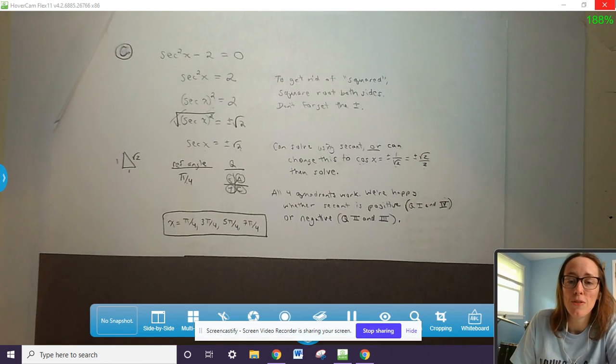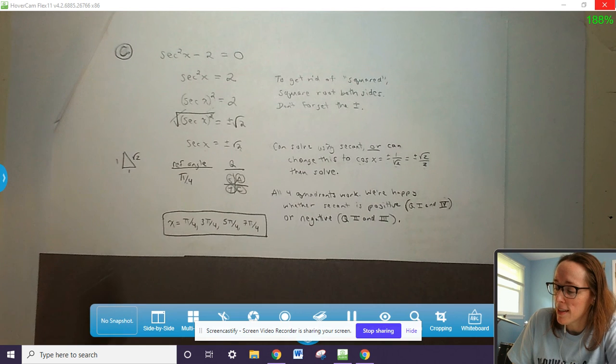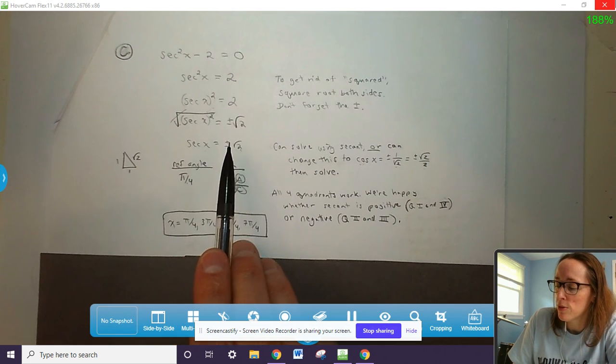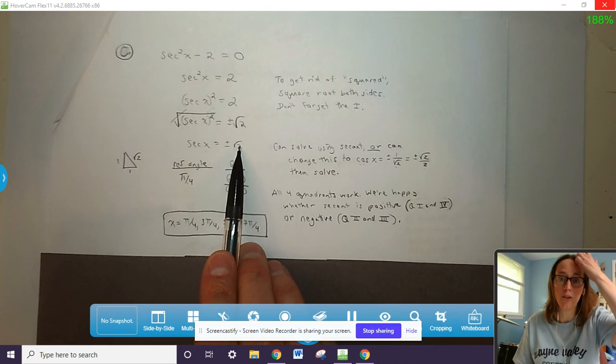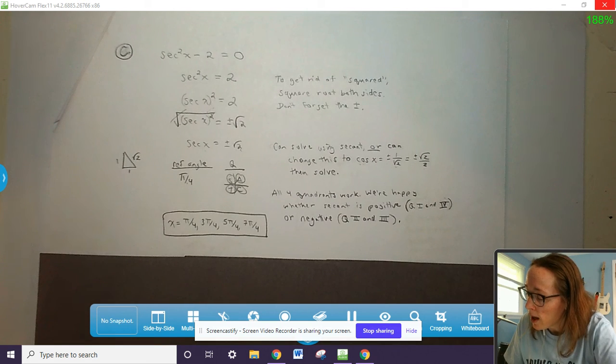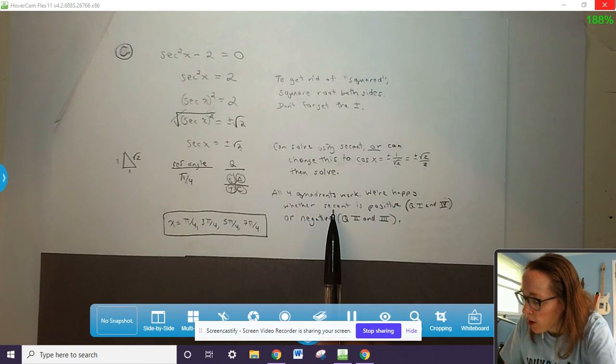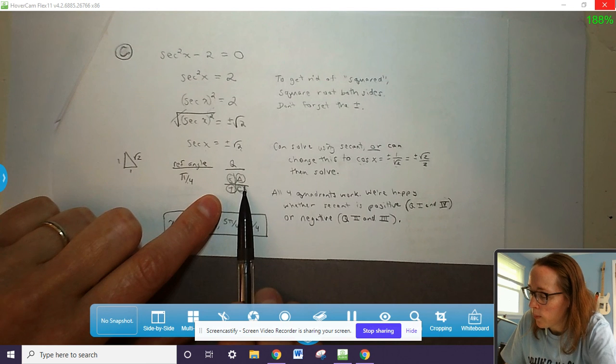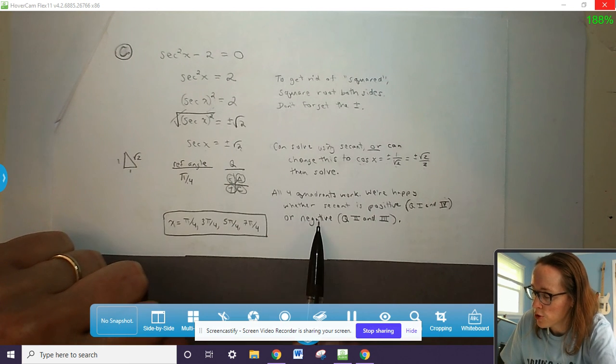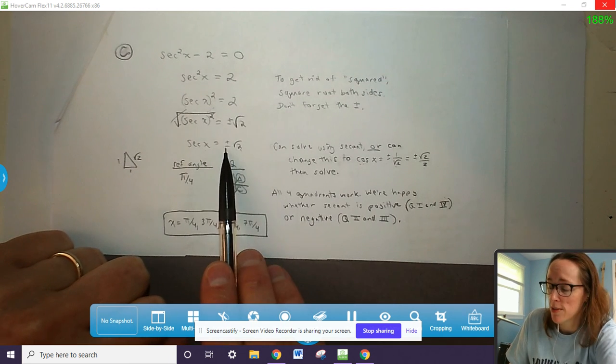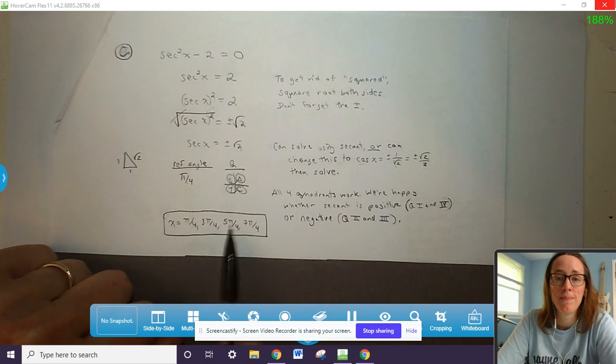The reason we can use all 4 quadrants is because we want secant to be either positive radical 2 or negative radical 2. We're happy either way. So secant will be positive in quadrants 1 and 4, and we like that. And secant will be negative in quadrants 2 and 3, which is also acceptable. So that's why we have all 4 answers this time.